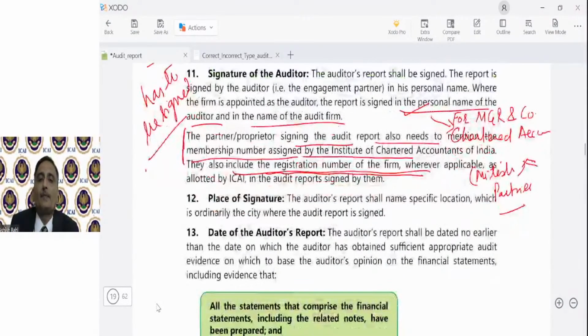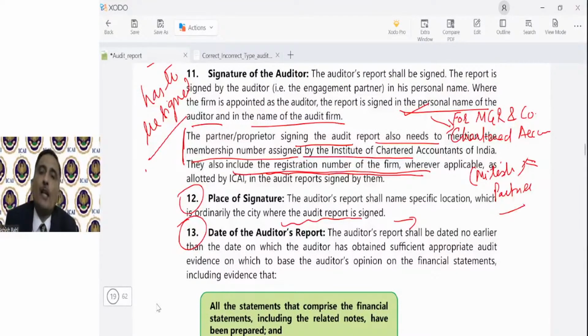Place of signature. Now, what is the place of signature? Place of signature means the specific location where the report is signed. So obviously it would normally be at the place where the office of the audit firm is located. So I would normally be signing the report in my office.